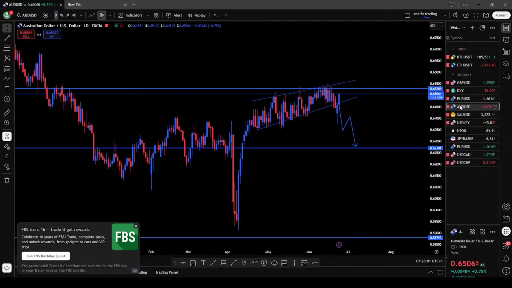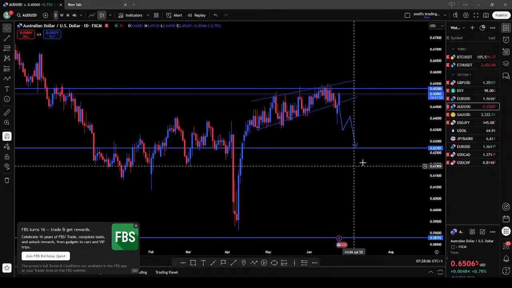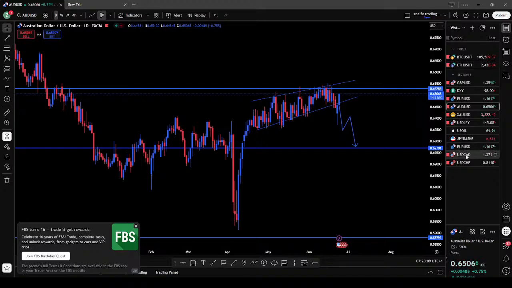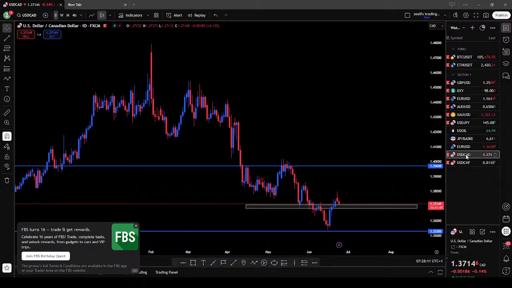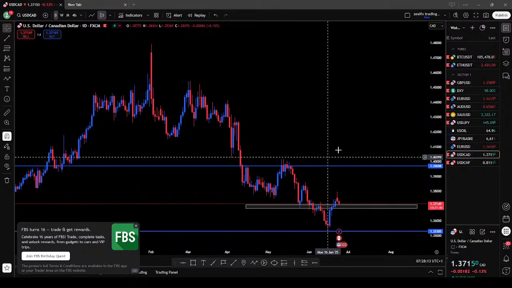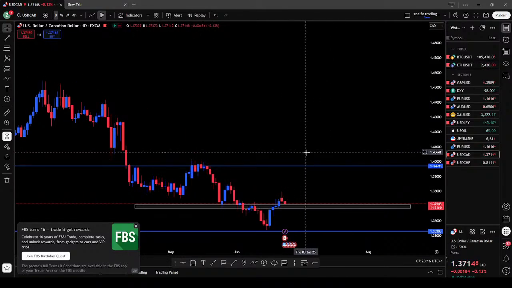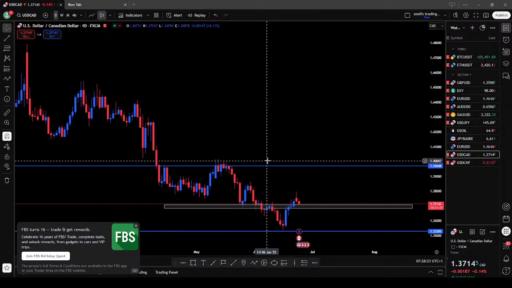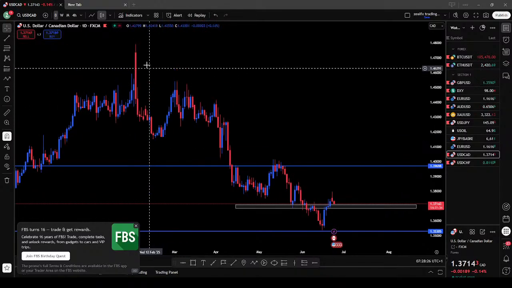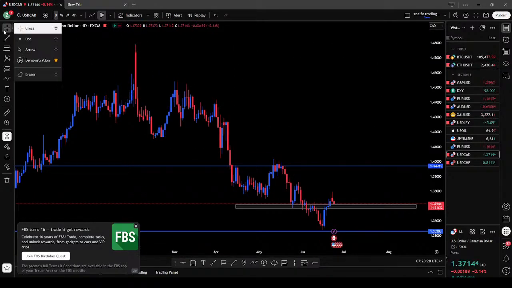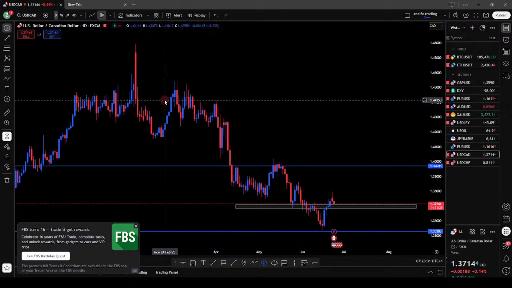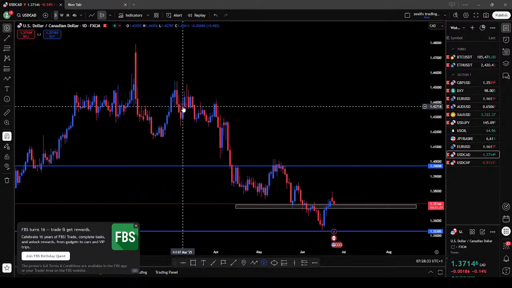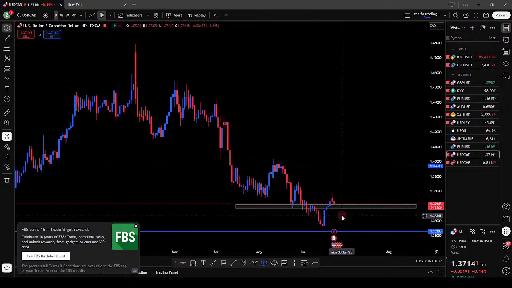So let's look at USD CAD. USD CAD on my daily chart is currently changing trend. We have a shift in trend on the USD CAD on the daily chart already, because previously we have this downtrend. We have this series of lower highs.